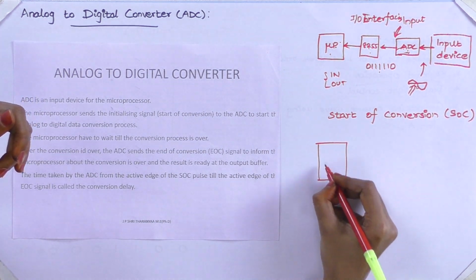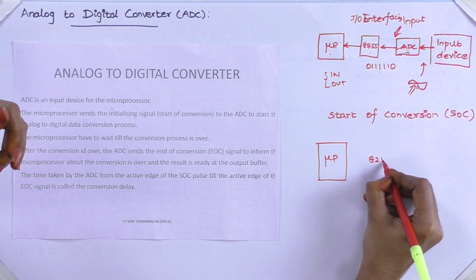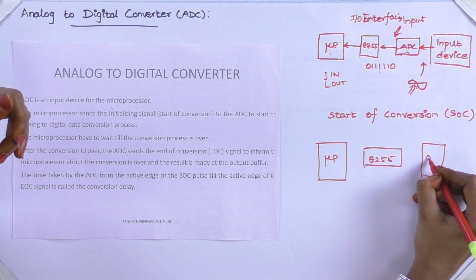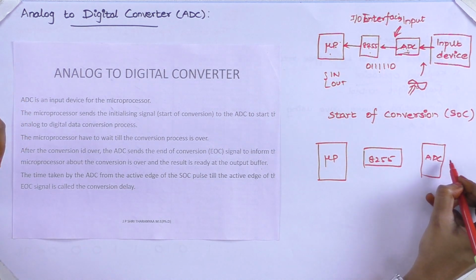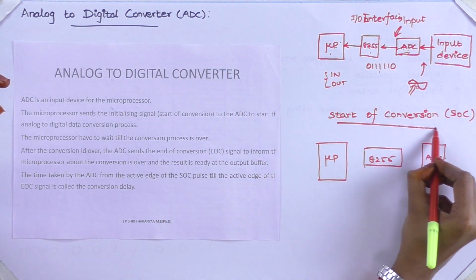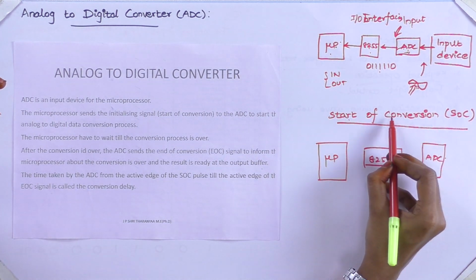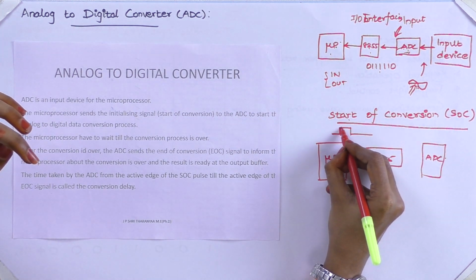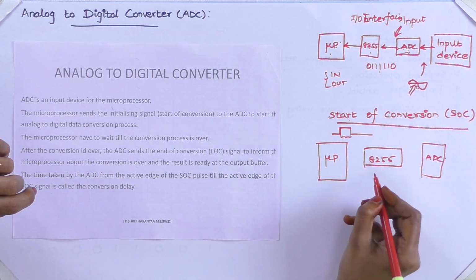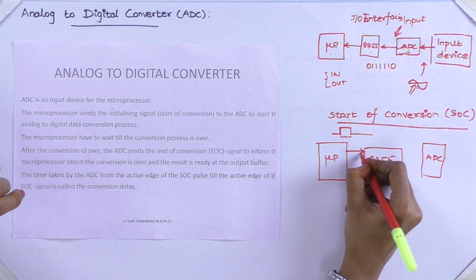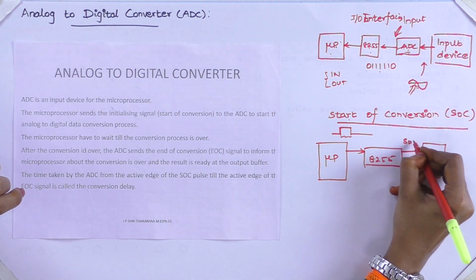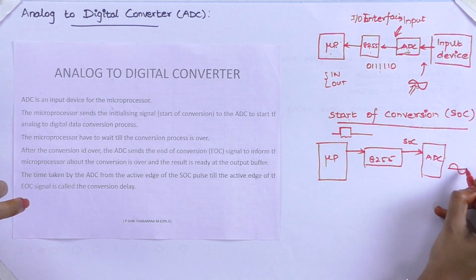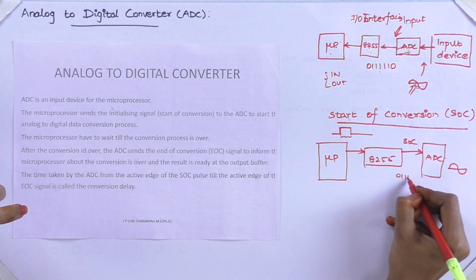Again I will draw your processor, 8255, and then your analog to digital converter. This converter will start to convert only when it gets the SOC signal, which is nothing but start of conversion. This is nothing but a digital pulse for a certain duration. This signal is issued by the processor, so that the analog to digital converter will start to convert this analog data into digital data.